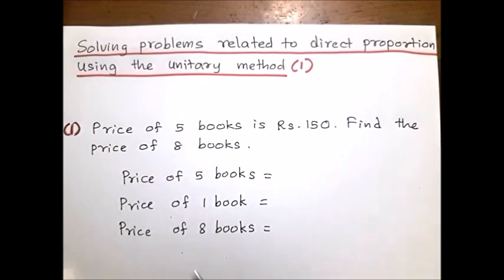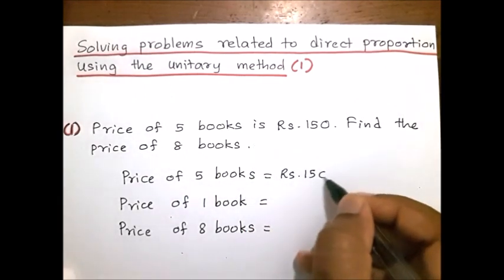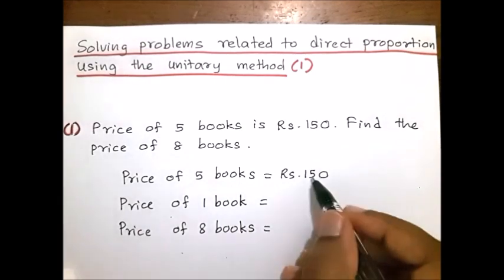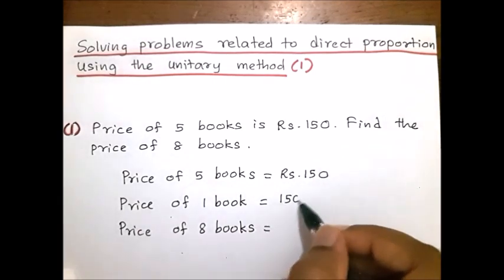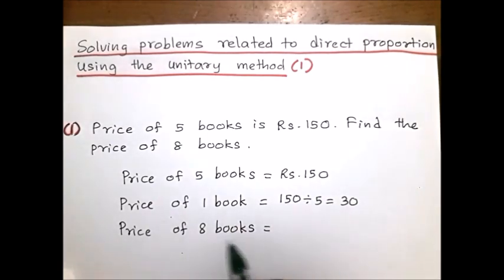In this method, you have to write these sentences. Price of 5 books is 150 rupees. Then price of 1 book: divide this one by 5. It is 30 rupees. Then to find the price of 8 books, multiply this one by 8. Answer is 240 rupees.